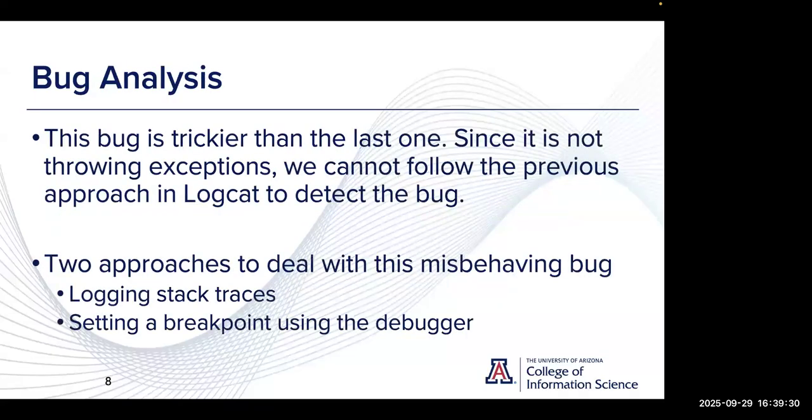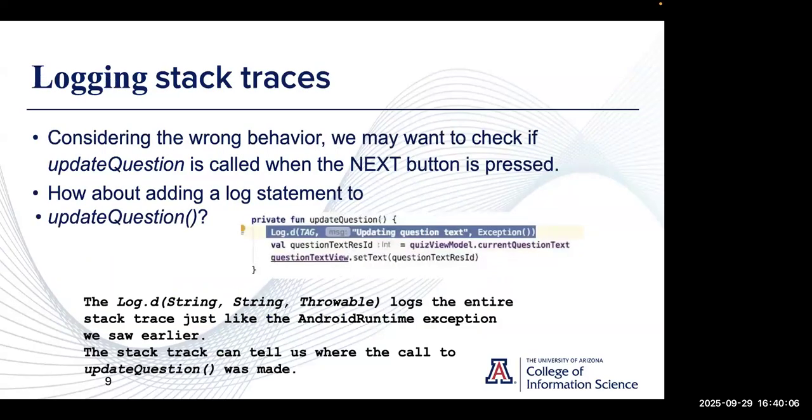So this bug is trickier than the last one since it's not throwing exceptions in the logcat. So we cannot follow the previous approach in logcat to detect this bug. So two approaches to deal with this misbehaving bug. First one is to log stack traces, and for this one we are going to be using the tags. And then the other thing we could do is set up a breakpoint using the debugger.